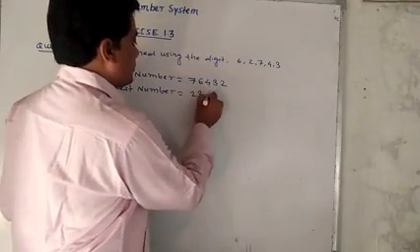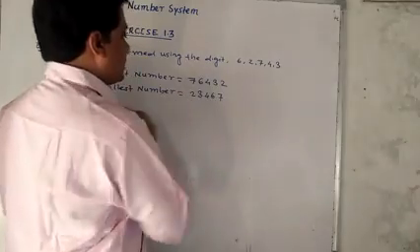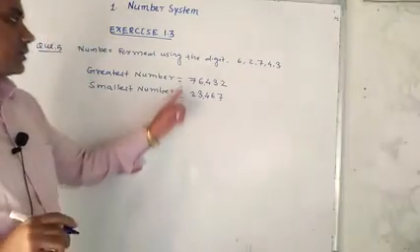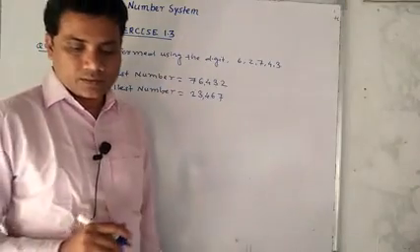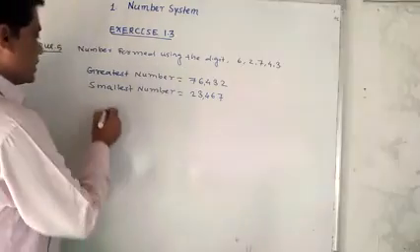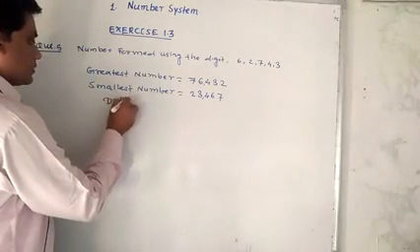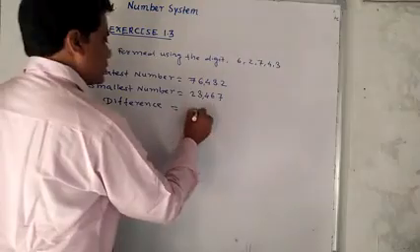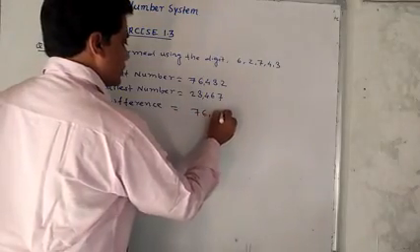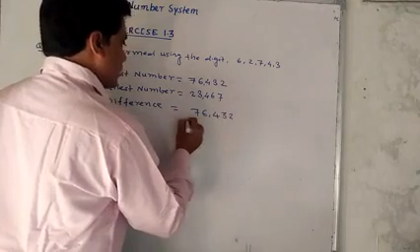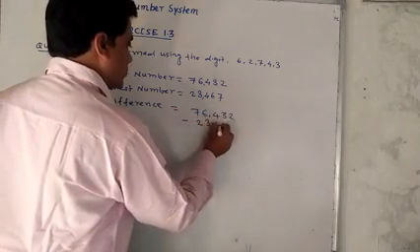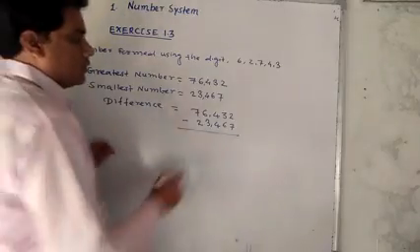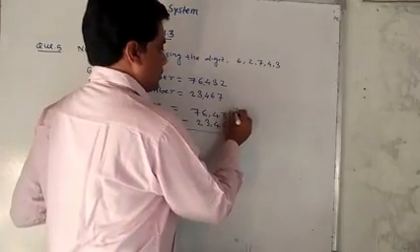2, 3, 4, 6, 7, means 23,467, and the greatest number is 76,432. Now the difference is equal to 76,432 minus 23,467. So 2 means 12.